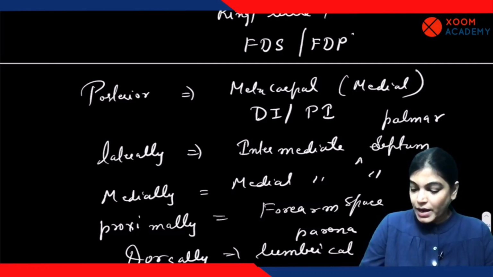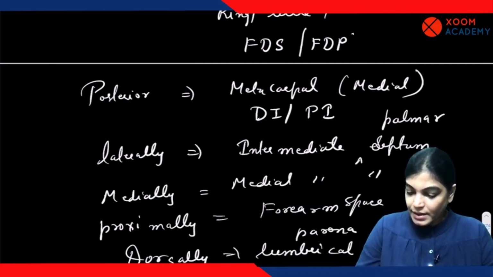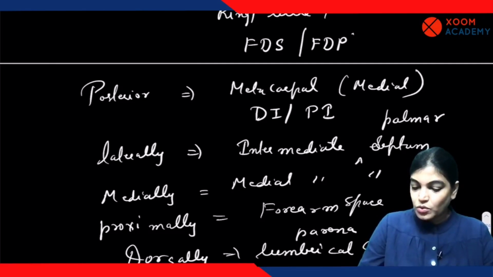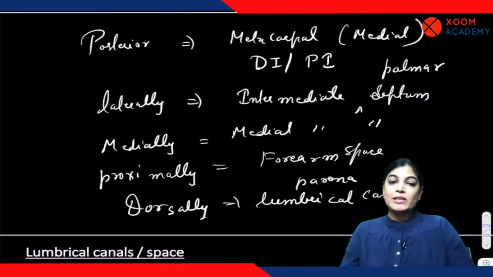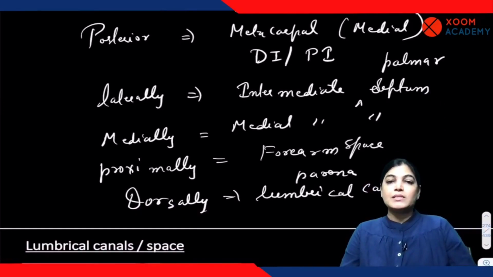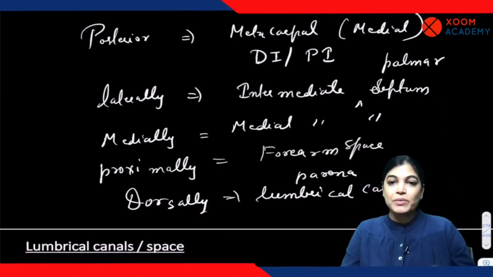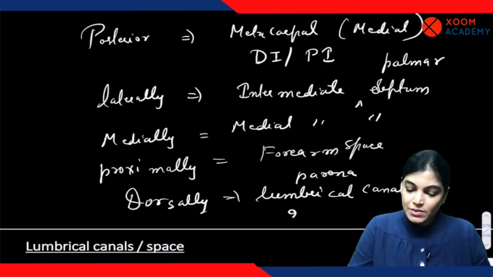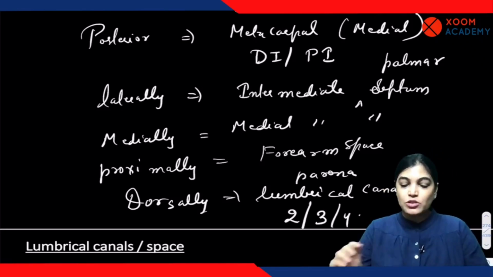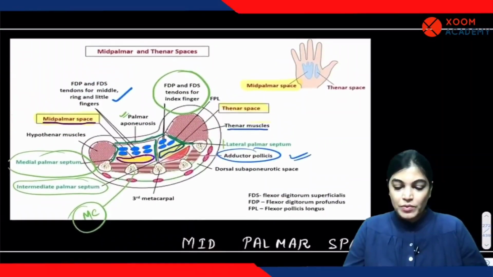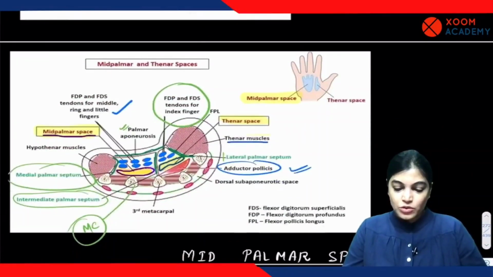Actually it is important to know the lumbrical canal. We already know that the lumbrical muscles arise from the tendon of FDP, and we know that the mid-palmar space is on the medial side. That means it will be related with the second, third and fourth lumbrical canals. I would like to show you the image for that. Before that, I would once again like to show you this image.